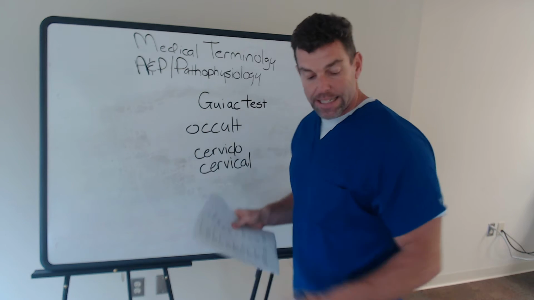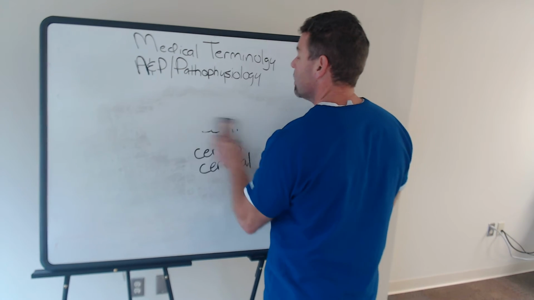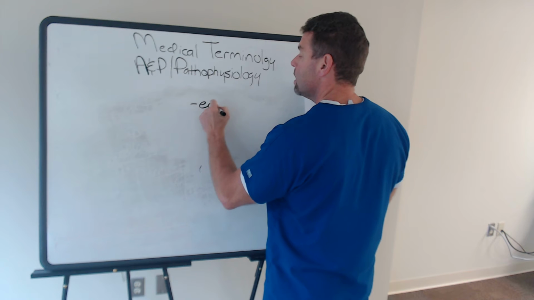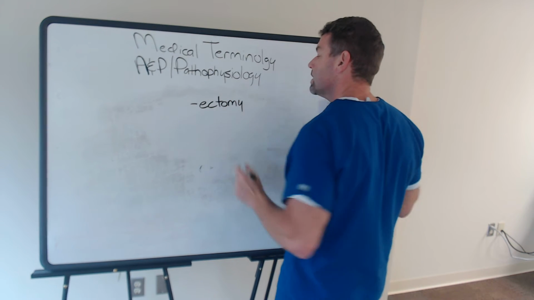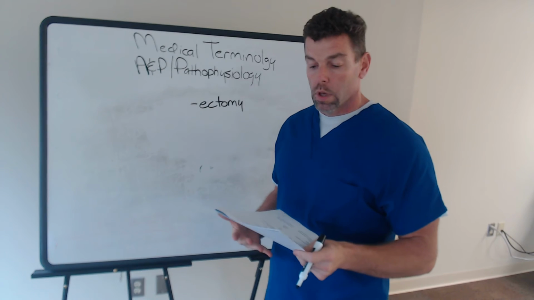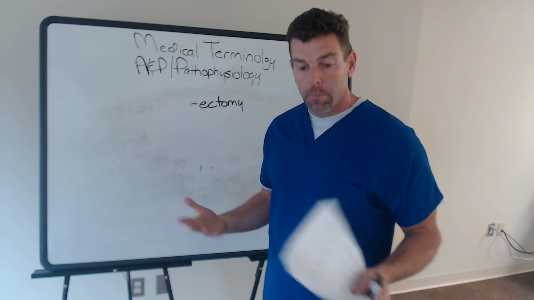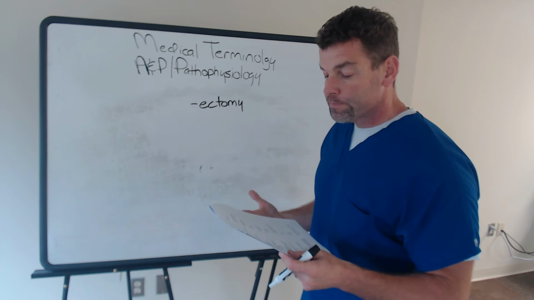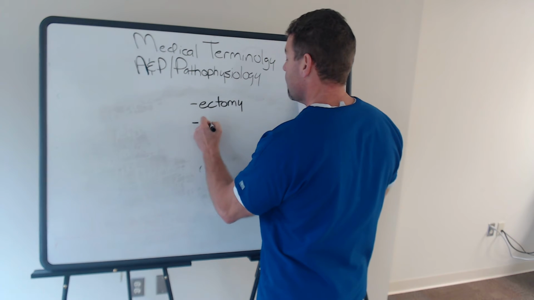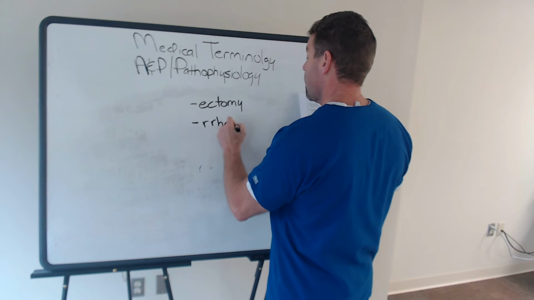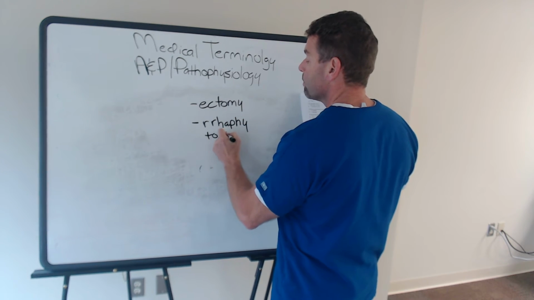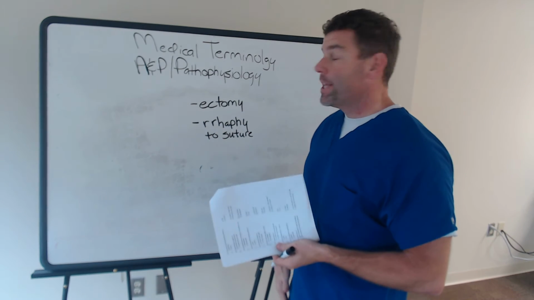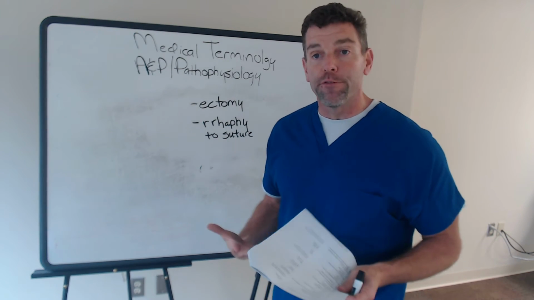Word part that means excision. Ectomy. The suffix ectomy means excision. Appendectomy, for example, okay, would be to take out the appendix. Appendectomy, using the suffix that means excision or to remove. The suffix raphe means to suture. If we took a combining form like cardio, heart, and added it to the suffix raphe, cardioraphe would be to suture the heart.